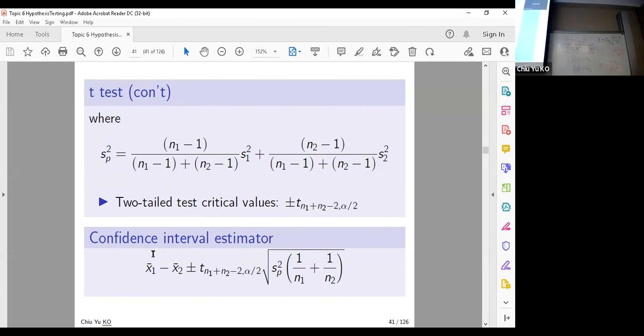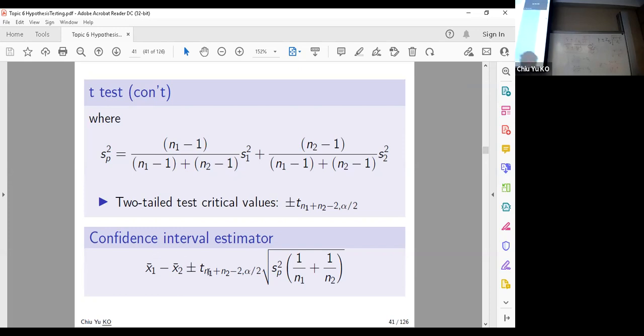N1 minus 1 plus N2 minus 2 is the fraction of this. This is a fraction of N2. Basically, it's just like a weighted average between two variances. The weighting for the variance S1 squared is N1 minus 1. The weighting for S2 squared is N2 minus 1. It's a weighted average between two variances. This is the pooled variance.